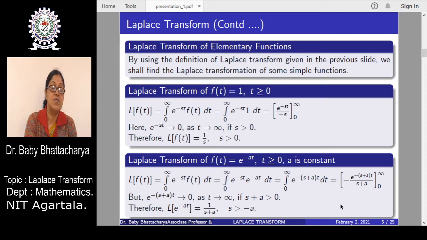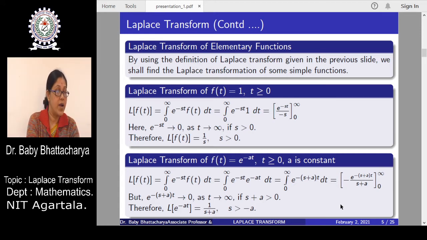So we have the integration from 0 to infinity of e to the power minus (s plus a) t dt. Performing the integration, we have minus e to the power minus (s plus a) t whole divided by (s plus a), with limits from 0 to infinity. If t approaches infinity, then e to the power minus (s plus a) t approaches 0 if s plus a is greater than 0. So, for this second function, the exponential function e to the power minus at, the Laplace transformation is 1 by (s plus a), provided s is strictly greater than minus a.